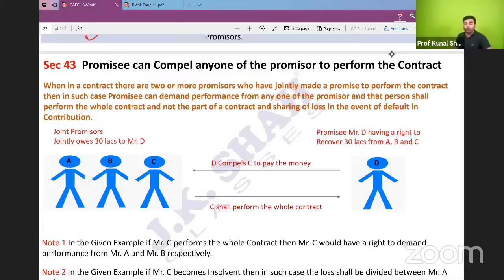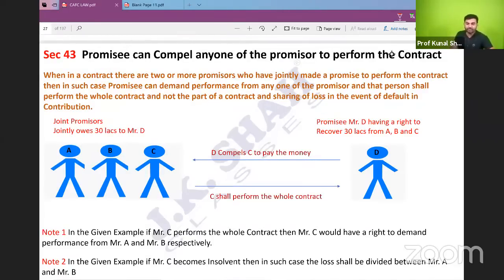And the promisor who is being compelled to perform the contract will perform the whole contract and not the part of the contract. This will be very easy with the help of an example. Over here, Mr. A, Mr. B, and Mr. C have jointly taken a loan of rupees 30 lakhs from Mr. D. So these three persons have made a promise to Mr. D that you give us a loan of 30 lakhs, we shall repay you the money within 15 days. So these three are nothing but joint promisors, and Mr. D is nothing but the promisee.